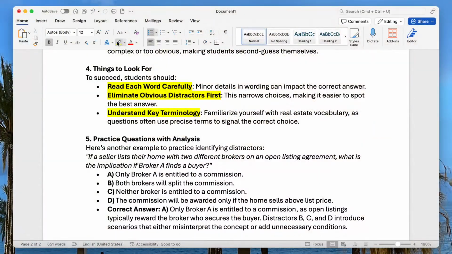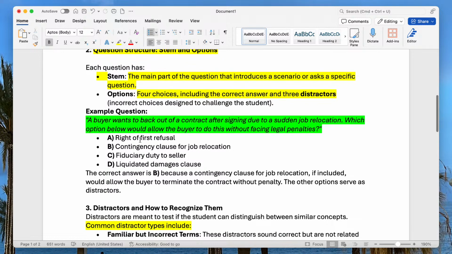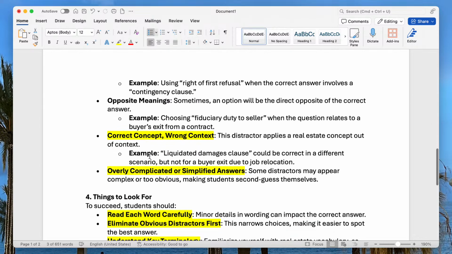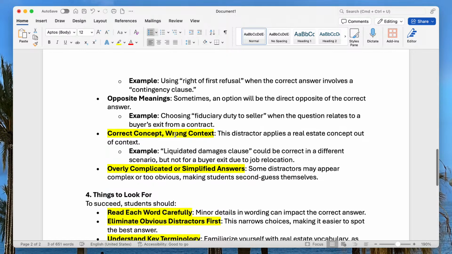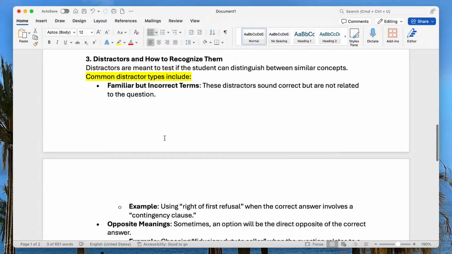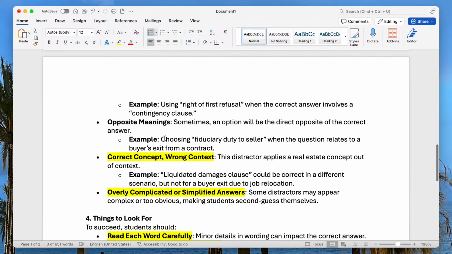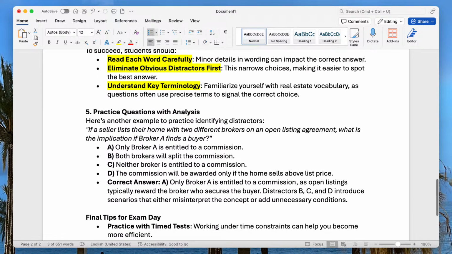However, understanding key terminology is so important, because that's how you can look at these questions. See, if I go up here, if I know what a first refusal is, that's going to help me, right? If I know what fiduciary obligations are, that's going to help me. If I know what the liquidated damages clause is, it's going to help me, but if I still can't remember what it says here, I can't let the correct concept and the wrong context apply. But if you know the terminology, you're going to know how to put the right context in place. So understand key terminology, very important.